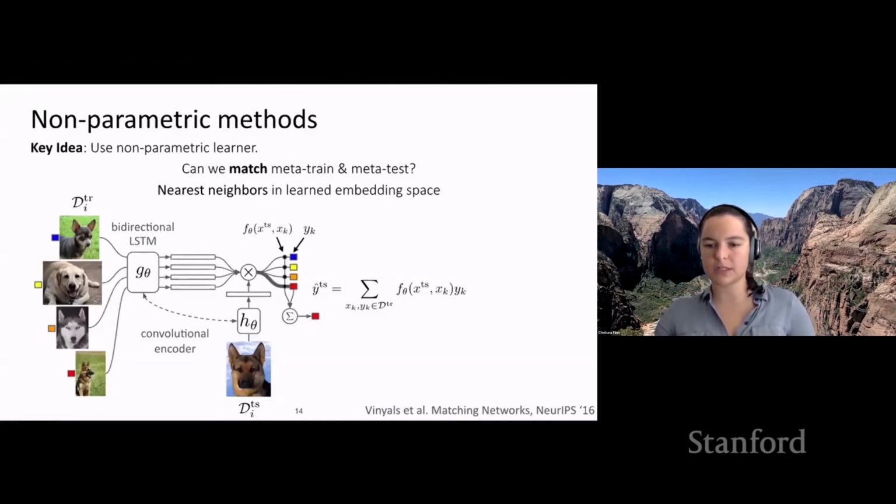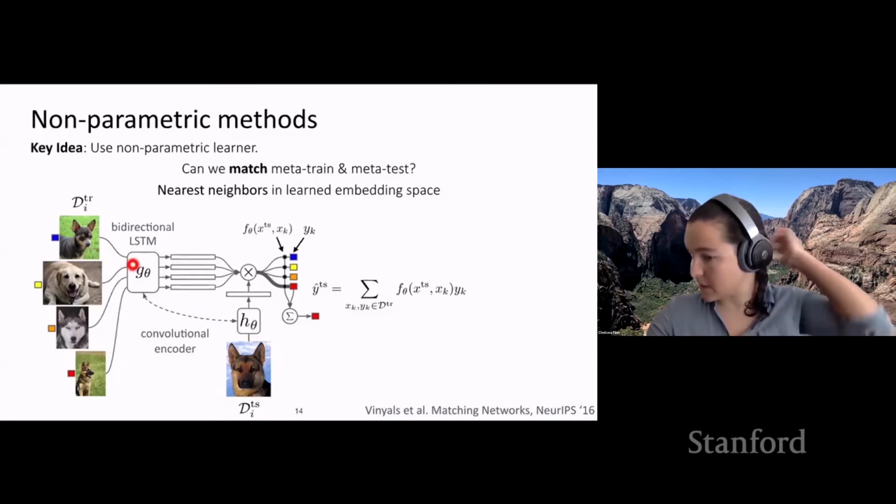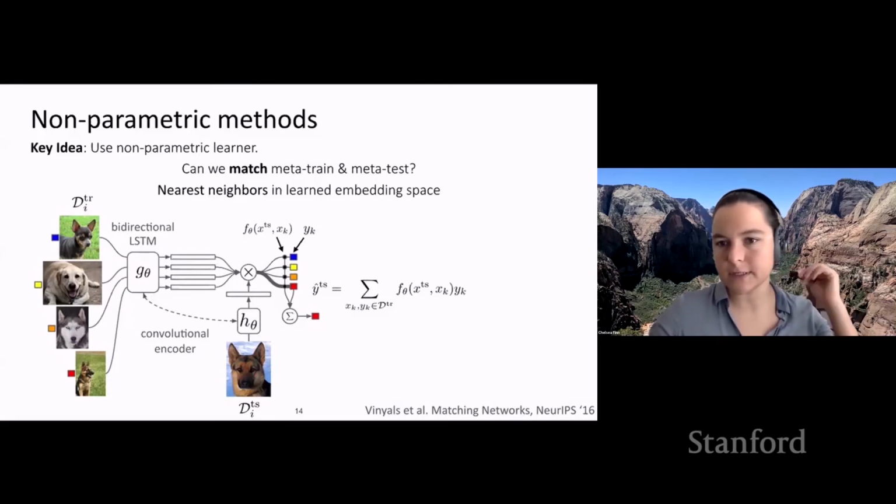It also looks like it's asking, are H theta and G theta the same network or different? These are different networks. This one is just a feed-forward convolution model, and this model is a bidirectional LSTM. I think there are some shared weights between this convolutional encoder and the encoder of this one, but I can't remember exactly. You can check the paper for details.